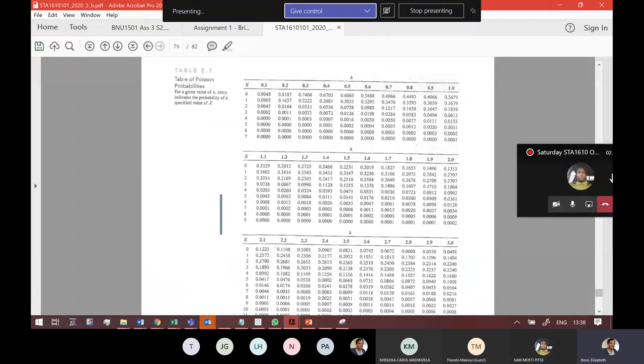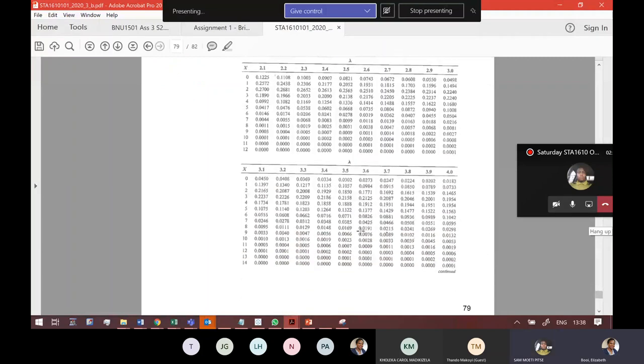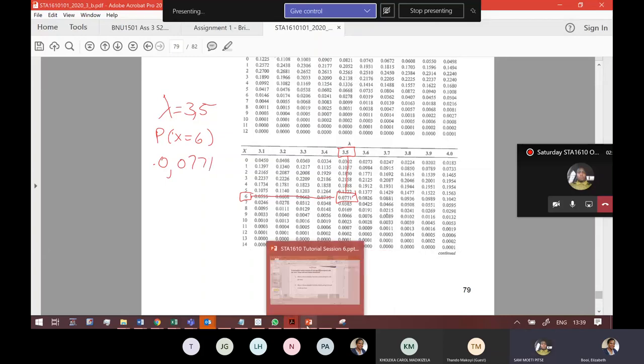So it means we know that our lambda is equal to 3.5. So we need to look for the lambda 3.5 table, which is this next table. So we go to this table. We are looking for lambda equals 3.5, and we need to find the probability that X is equal to 6. It receives 6 calls. So we look for the lambda, and then we look for 6, and where they meet, that is the probability, and that probability will be 0.0771. That's one way of doing it.